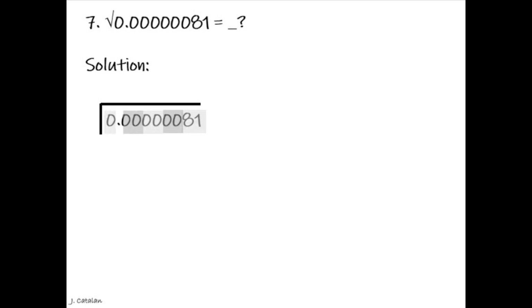Find a divisor that can divide the dividend. 0 is the divisor that can divide the dividend 0. Zero divided by 0, the quotient is 0. Copy the decimal. 0 multiplied by 0, the product is 0. 0 subtracted by 0, the difference is 0.